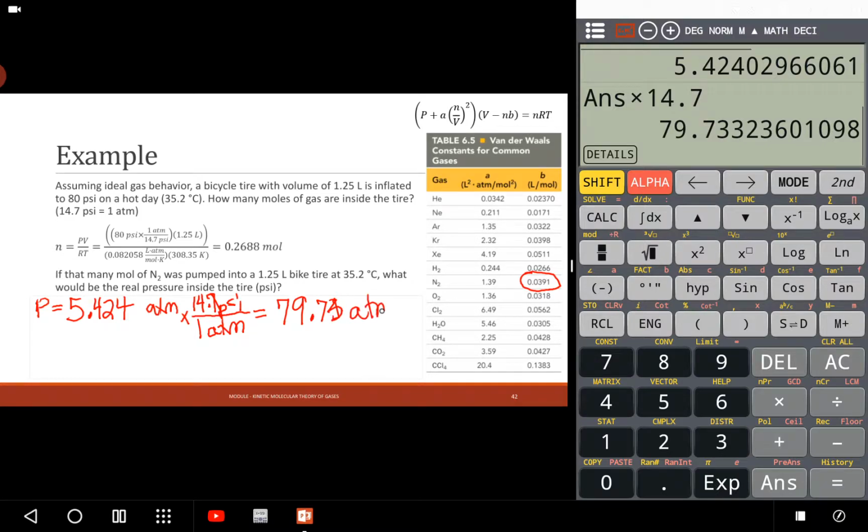PSI. And so this is, even when rounded to two significant figures based on the original pressure, it still is 80 PSI. But we got 79.73, which was slightly less than our real pressure. So the real pressure should be a little bit lower than the pressure here because of those intermolecular forces between the particles. So our real pressure should be lower, which is how I knew that I must have messed up a little bit.